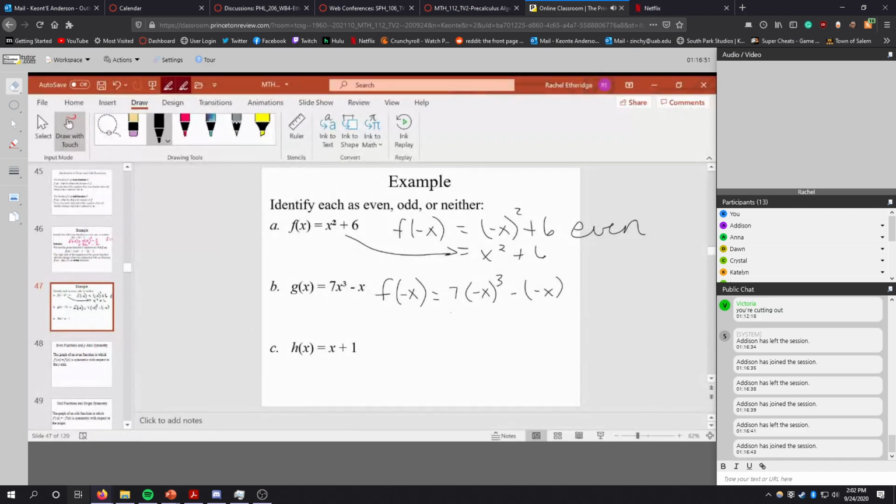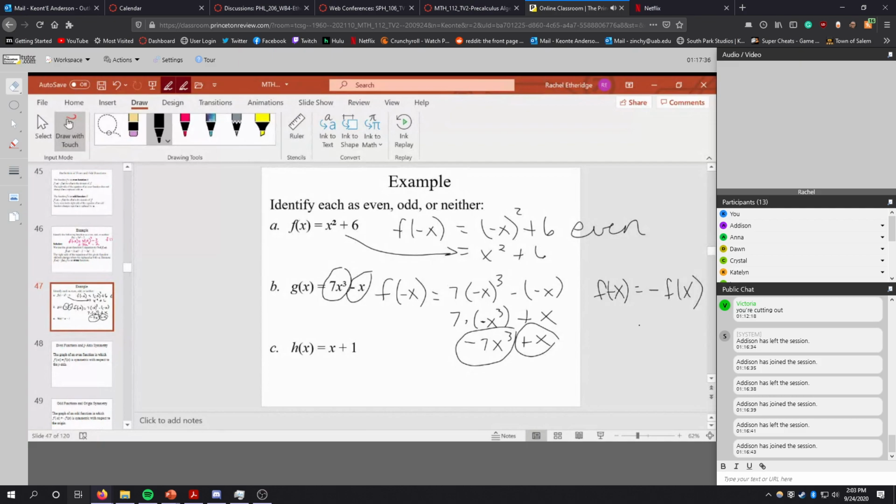Well, that's going to give me 7 times negative x cubed. When I cube negative x, I still have a negative. So that's going to be negative 7x cubed plus x. Notice how this is positive, this is negative, this is negative, this is positive. Otherwise, everything else is the same. The signs are opposite. So what that means is f of negative x equals the negative of the original function.